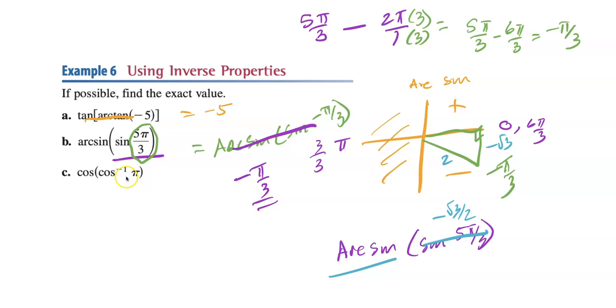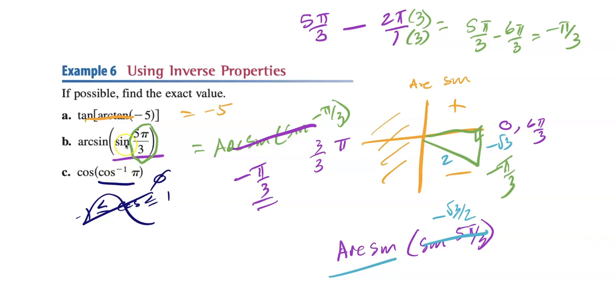Next, cosine inverse of pi. Same idea, does this work? Well, this is tricky, because you think you could do it, but remember, cosine inverse only works between 1 and negative 1. Pi is 3.14. This does not work. So already from this, you can't do it. So this is not possible.